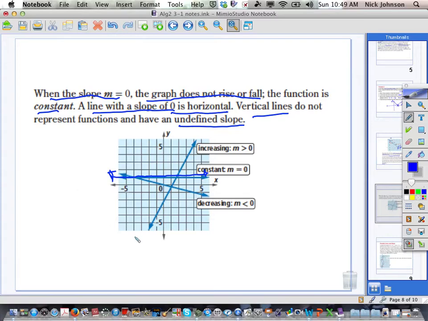So if you look here, they have a picture of increasing slope where slope is greater than 0, so it goes up from left to right. Here's a picture of decreasing slope, which is falling from left to right. And here is a horizontal line where slope is equal to 0. Put that picture in your notes.